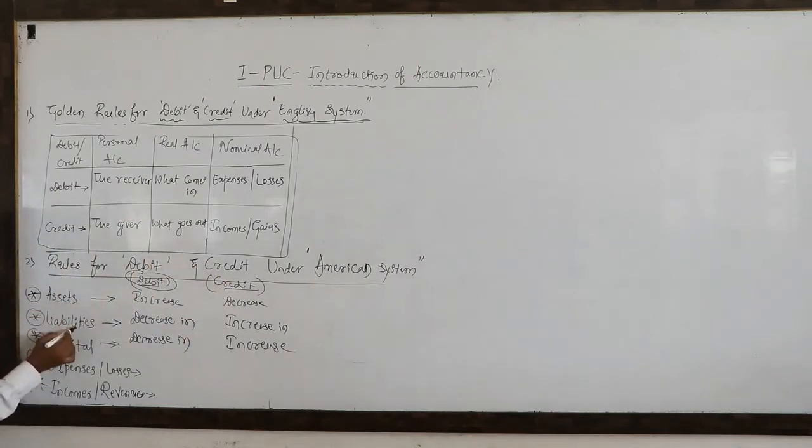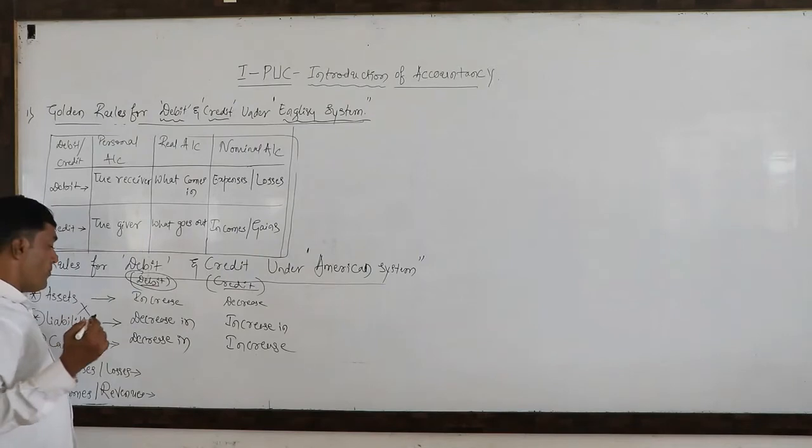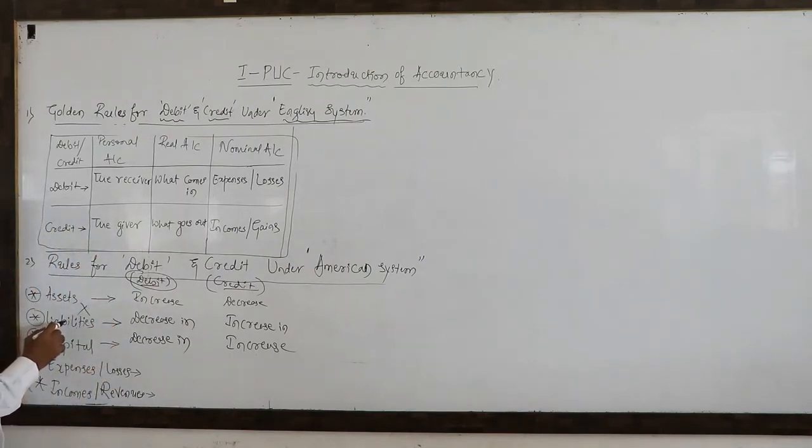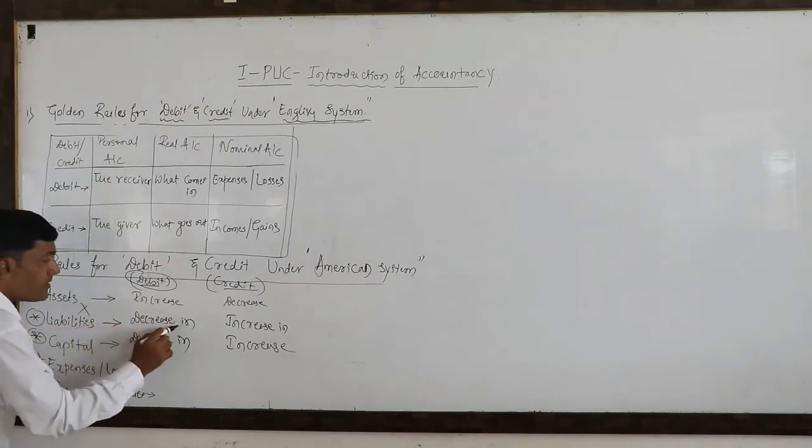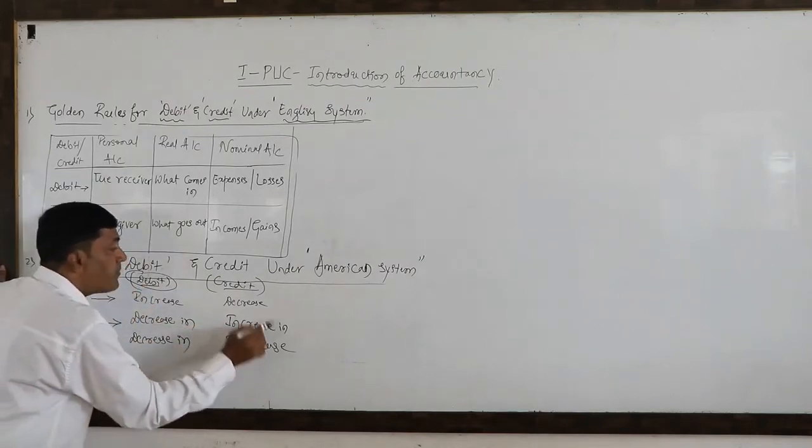Assets and liabilities are just opposite words. Assets are our own properties, while liabilities are what we owe to other persons, other parties. Liabilities represent our responsibility, our obligation to make payment to a third party. Decrease in liability, debit. Increase in liability, credit.